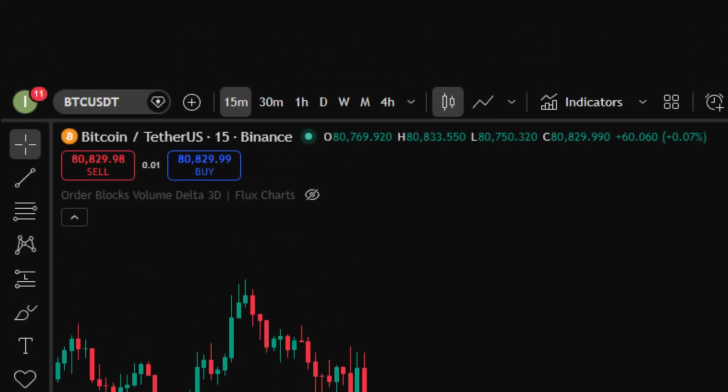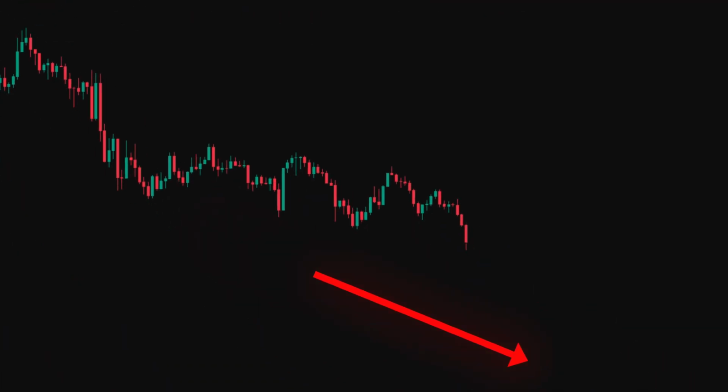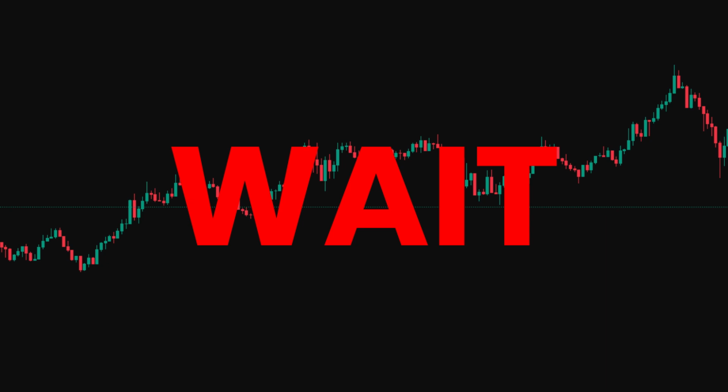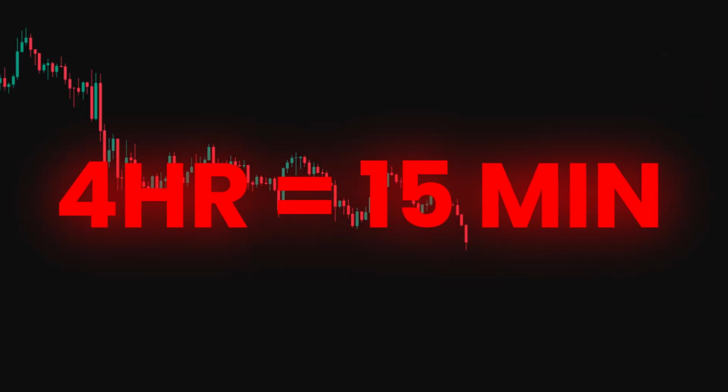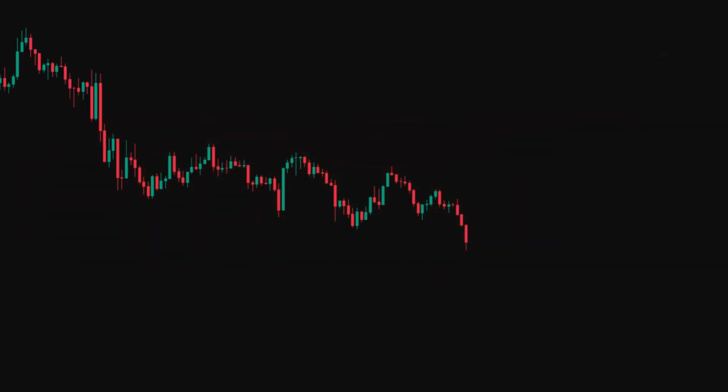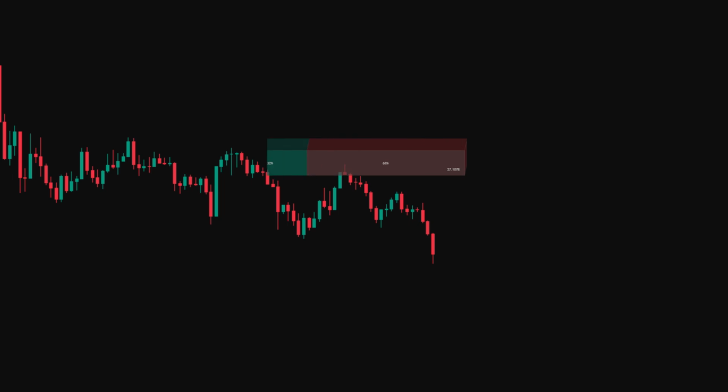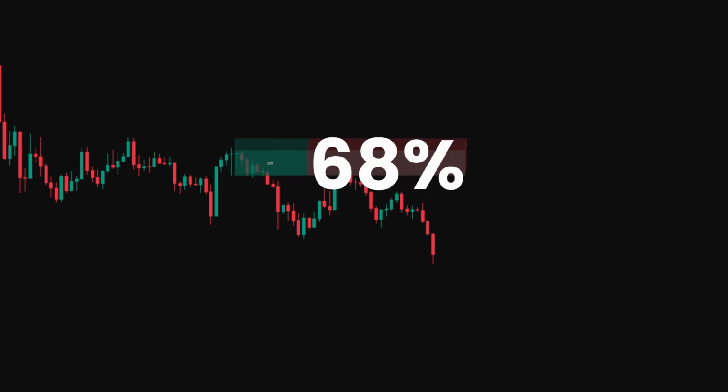Drop to the 15-minute and confirm the same directional structure there. If the lower time frame is still chopping or grinding up, you wait. When both time frames are trending down together, you have your alignment. Find the bearish order block on the 15-minute that is closest to where price currently is, with the highest selling pressure reading inside it. Let price retrace up into that zone.